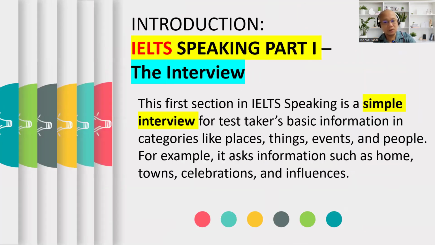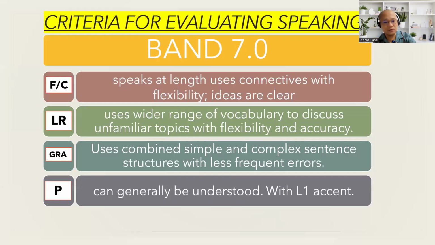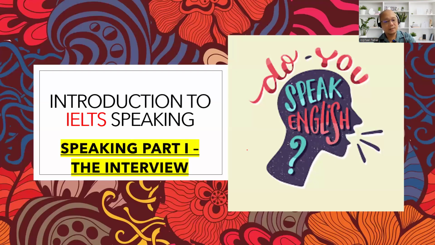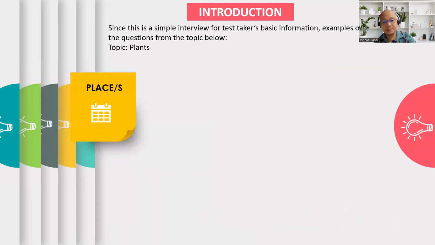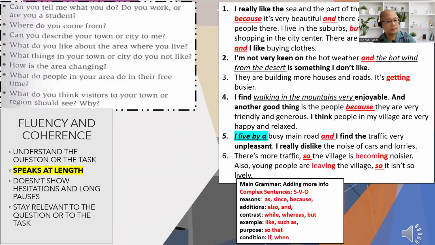So if you go back to the criteria for grammar, or GRA, it says for FC, speaks at length, and for grammar, uses combined simple and complex sentences. All right. So which is why in speaking part one, the candidate is expected to speak at length and should use complex sentences. Okay. So here's the example answers. Let's listen to the example answer here.